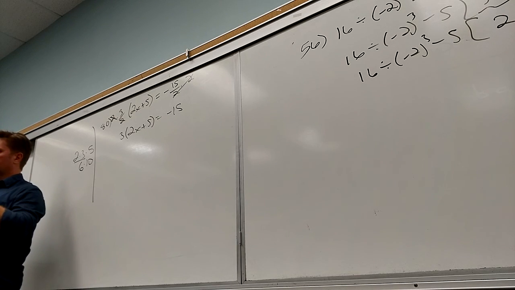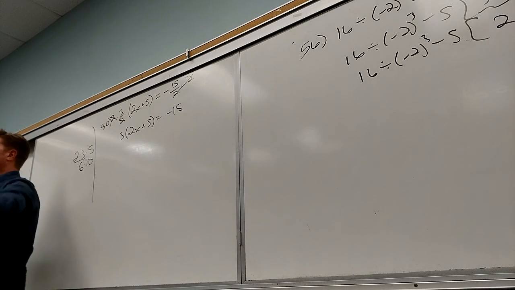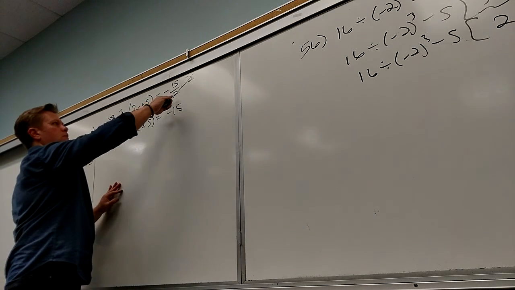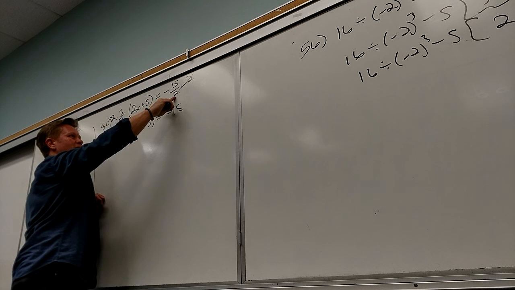Yes, sir. So had they had different denominators, would you have to find the LCD? Yes, I would make them both first have the same denominator and then multiply by whatever that is. Yeah. So if this would have been what would make sense? A 4 would work.